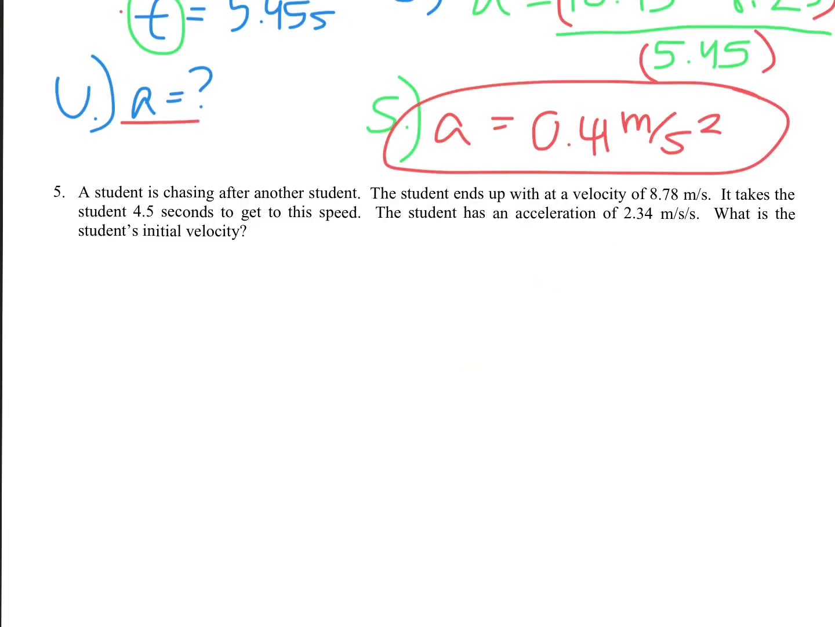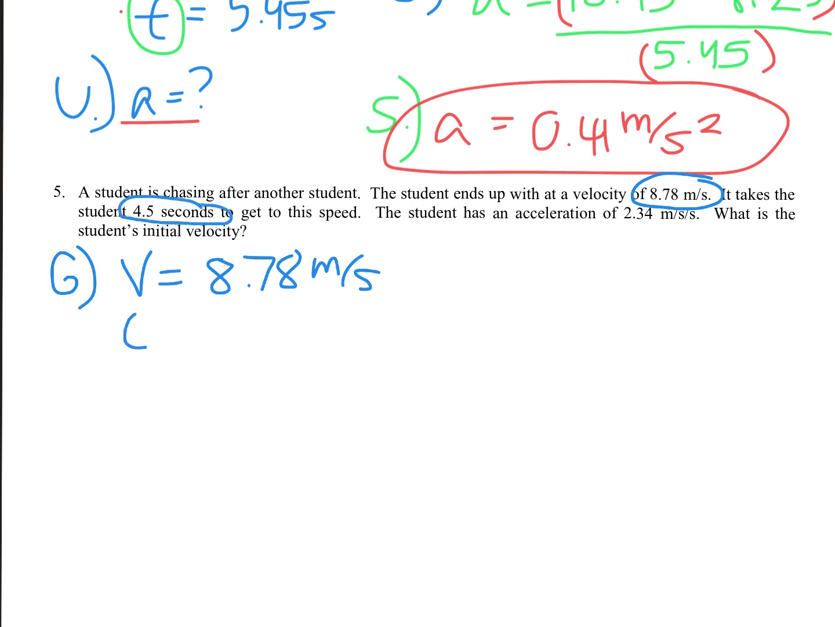Here we go. Number 5, a student is chasing after another student. The student ends up with a velocity of 8.78 meters per second. Again, I know that's a velocity, but so far where I've read, I don't know if that's technically my starting or ending velocity, but I'm okay with that. I'll figure it out. It takes the student 4.5 seconds to get to the speed. All right, so that's telling me it took the time of 4.5 seconds.